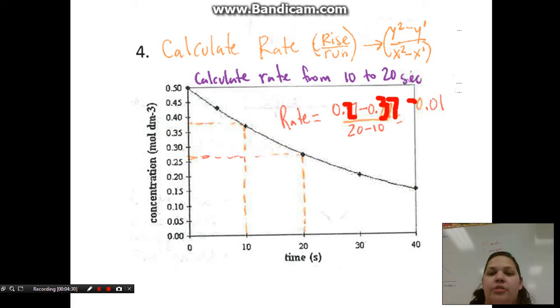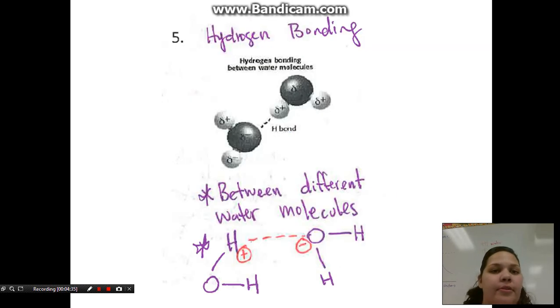So please just make sure that you know how to calculate rate. You'll be expected to do this. This is a skill you must master.